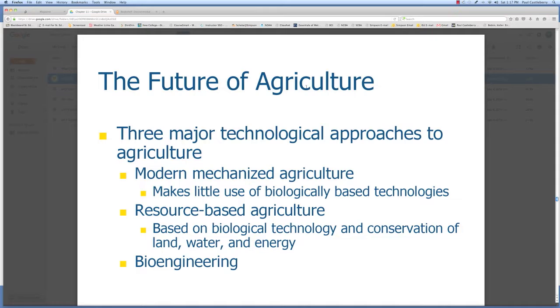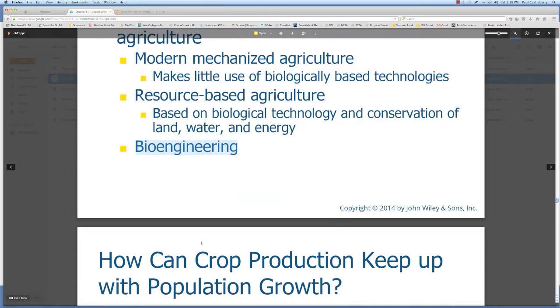So let's talk a little bit about the future of agriculture. There have been three major technological approaches to agriculture: modern mechanized agriculture, resource-based agriculture, that's based on biological technology and conservation of land, water, and energy, and then over the last 20 years, bioengineering. So we've moved from the mechanized agriculture age of the early 20th century onto resource-based agriculture, and then over the last 20 years, bioengineering.